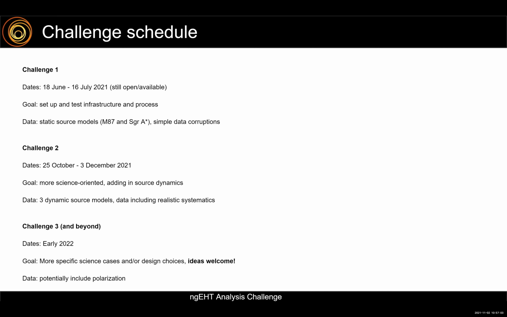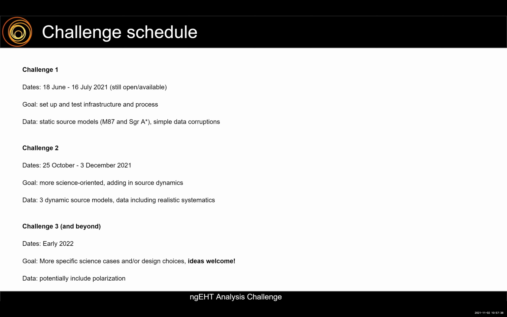And to do this, we used relatively simple source models in the sense that they are non-time variable for M87 and 3C 279, and also our data corruptions were relatively simple, and I'll get some more details later. And then the second challenge was released just last week, and this is really a more science-oriented challenge because we are adding in the source dynamics, and we're interested in seeing how well these source dynamics can be reconstructed by several algorithms.